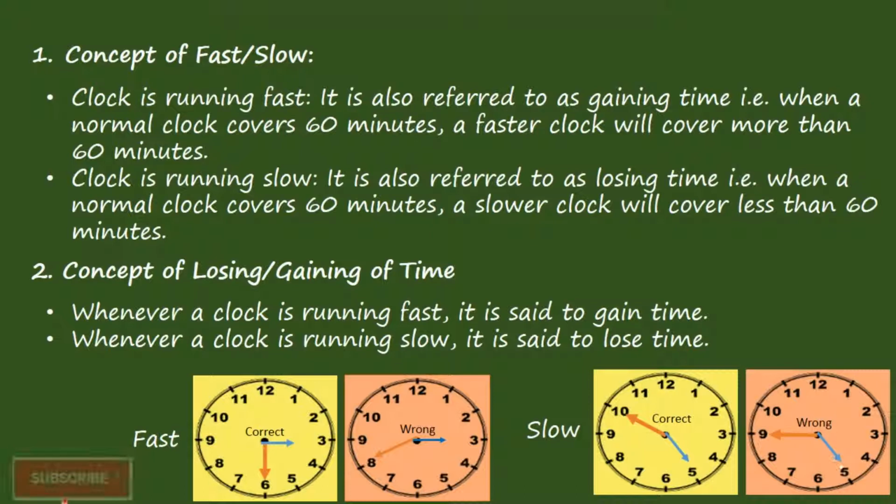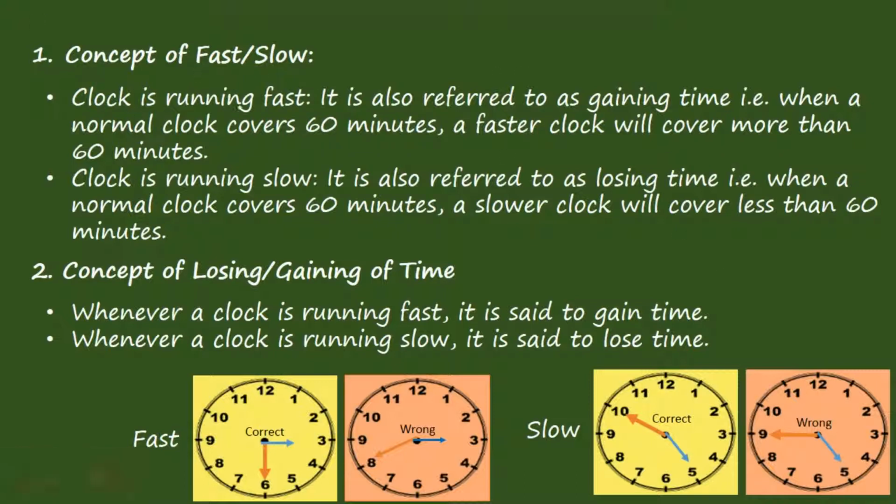For the slower one, if the time shown is 5:45, but the correct time is 5:50, then it is 5 minutes slow. As the correct time shows 50, but here it is 45, so it is 5 minutes slow. Okay, coming to the points now. Concept of fast and slow.